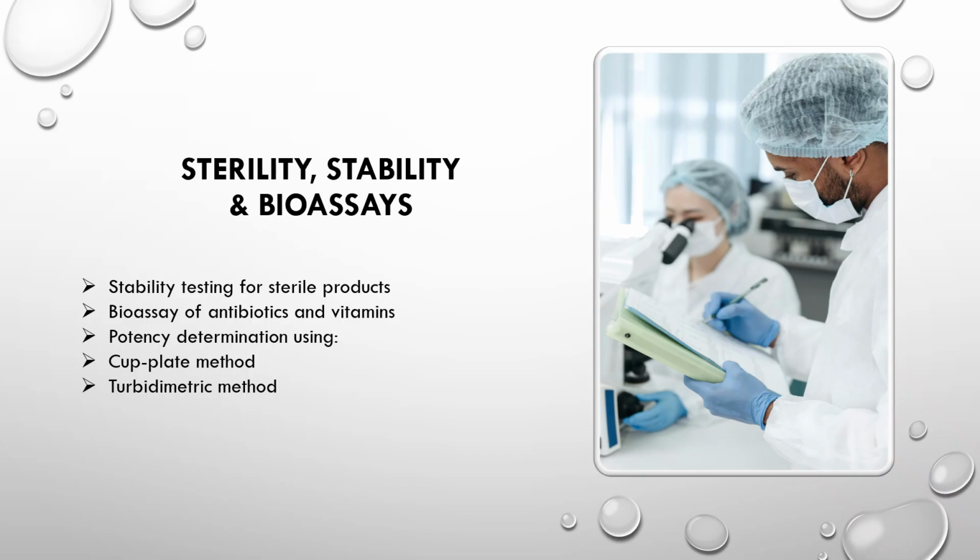Next, we have bioassays. Bioassays are used to determine the biological activity or potency of certain drugs, especially antibiotics and vitamins. There are two commonly used methods. The first is the cup plate method, where antibiotics diffuse through agar and create a clear zone that shows their effectiveness against microorganisms. The second is the turbidimetric method, where microbial growth in liquid media is measured to determine the drug potency.